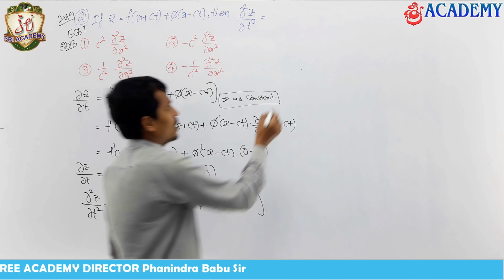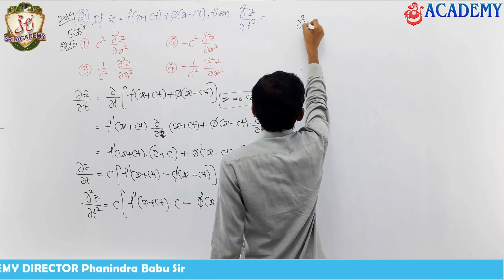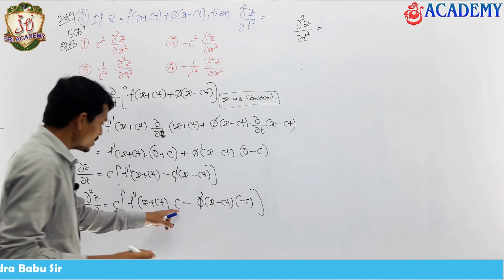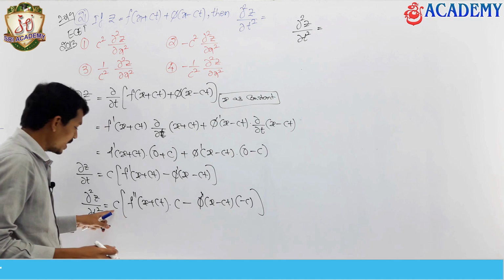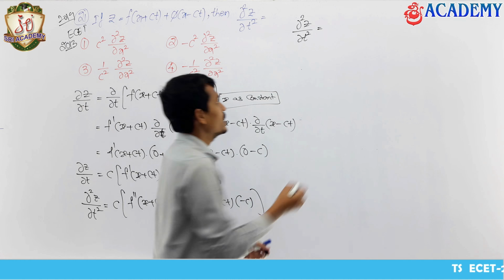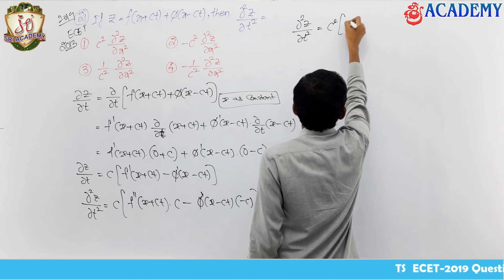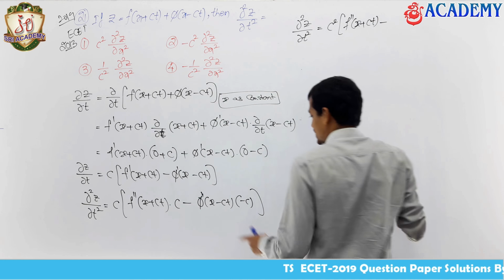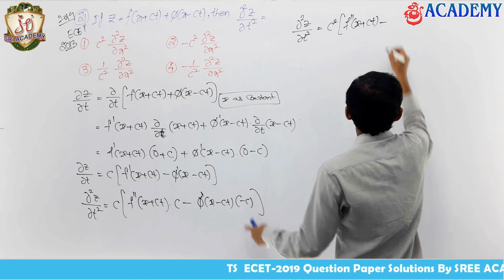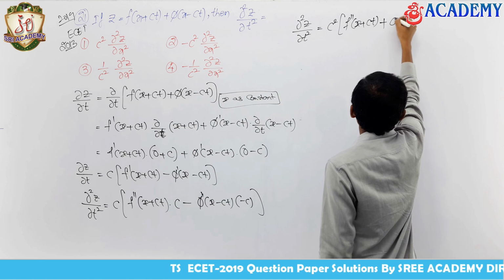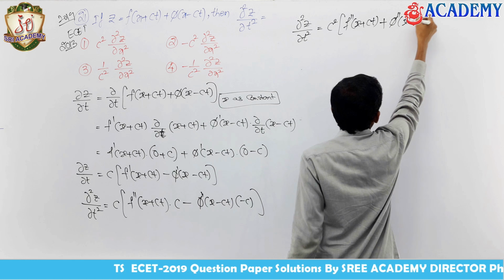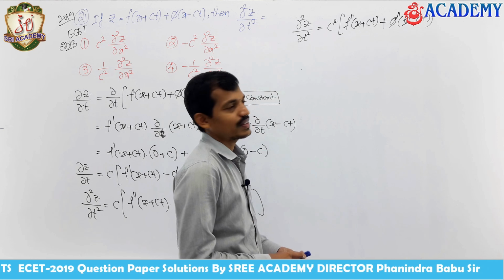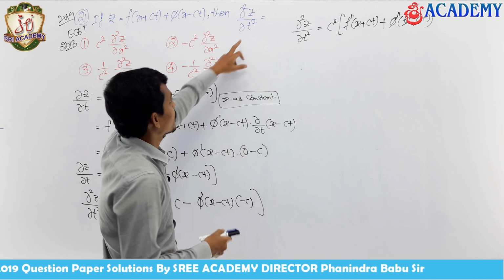Simply, dou square z by dou t square is, taking c common, c into c which is c square, into f double dash of x plus ct, and minus into minus gives plus pi double dash of x minus ct. Now this is dou square z by dou t square, and it is over.